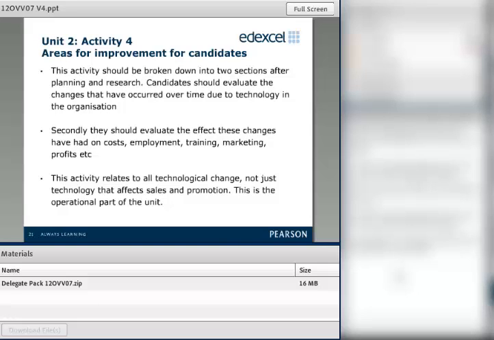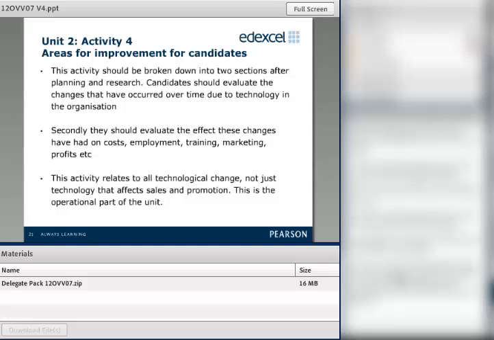Okay, so this activity should be broken down into 2 sections after the planning and research. Candidates should really present, I've put here should evaluate, but it's quite difficult. Really, they should be presenting the changes that have occurred over time due to technology in the organisation. And when we're looking at over time, don't go mad. I'm not looking for, since television or telephone came on or whatever like that. I mean, the last 20 years will be fine, because there seems to be quite a lot of changes just within that time itself. And secondly, once they've done that, they need to evaluate the effect these changes have had.